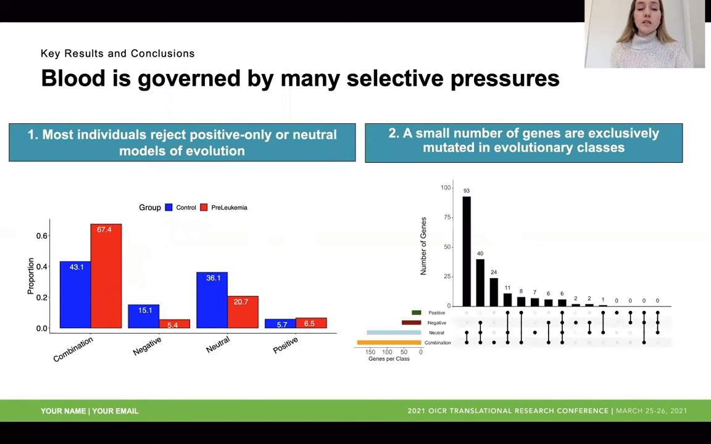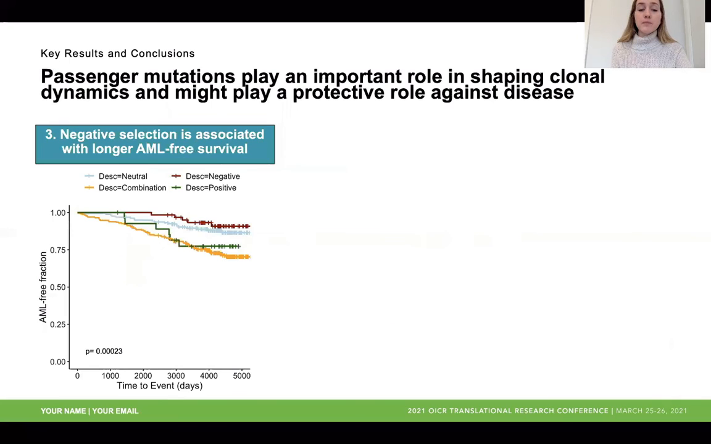Further, we find that many genes are commonly mutated across these different evolutionary classes, but we do observe a small number of genes which are exclusively mutated in negative and neutral models as well as positive or neutral models of evolution, suggesting that mutations in these genes might play a large role in shaping these patterns of evolution. Finally, we ask if negative selection acting on passenger mutations is indeed associated with longer AML-free survival. We performed a survival analysis and found that individuals fitting negative and neutral classes of evolution remained AML-free for longer than those with signatures of positive selection.